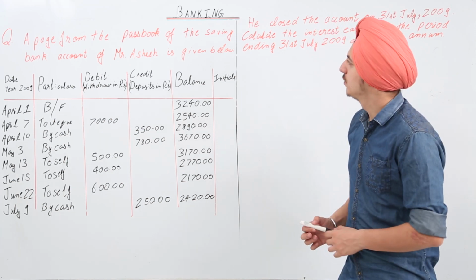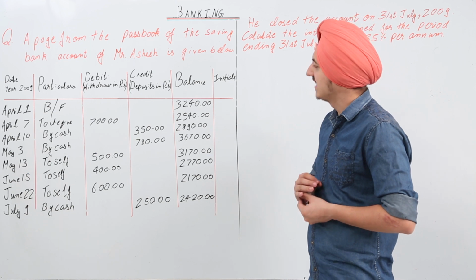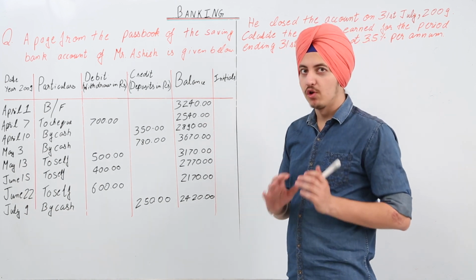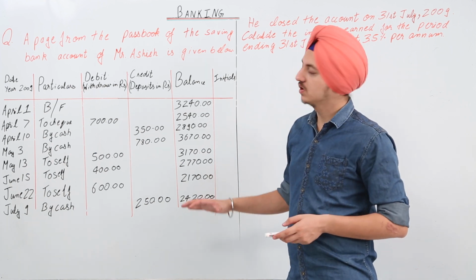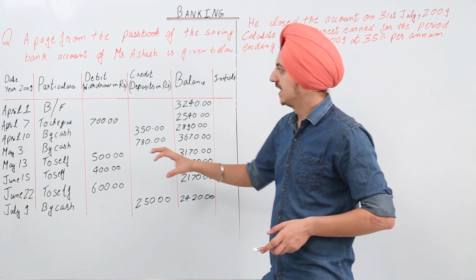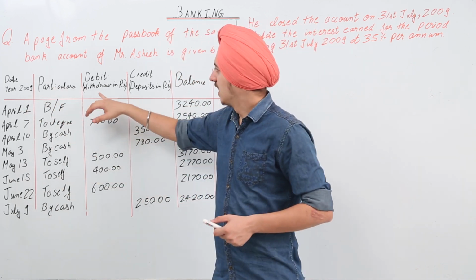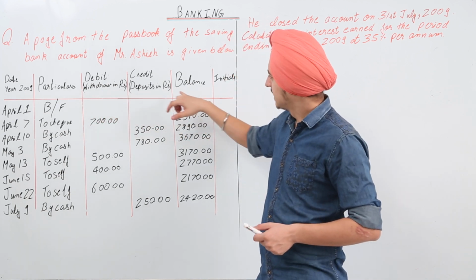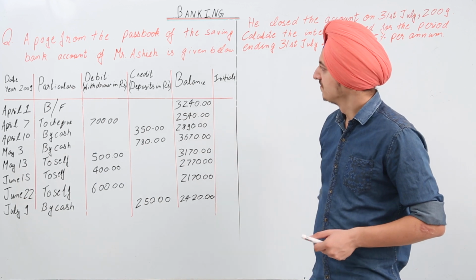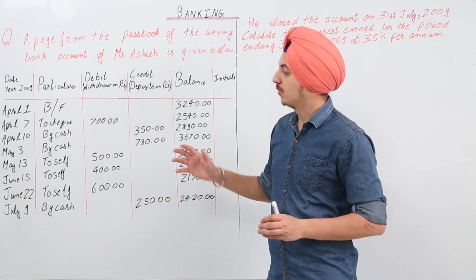Now we have a problem which says a page from the passbook of a savings bank account of Mr. Ashish is given below. You've already seen the pictures of how a passbook looks. This is typically how entries in a passbook are made. It's date, particulars, how the money is transacted, debited or credited, the balance, and this is the part for signatures or the initials. So here BF stands for brought forward from the previous page.